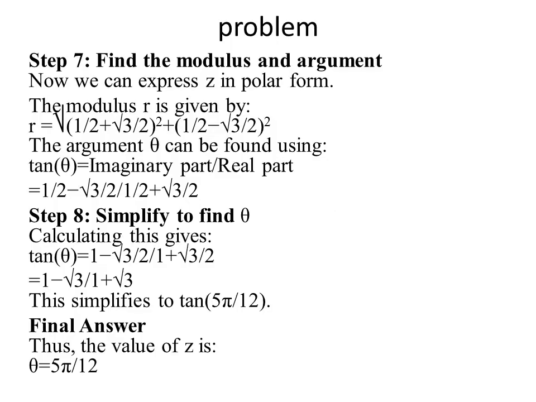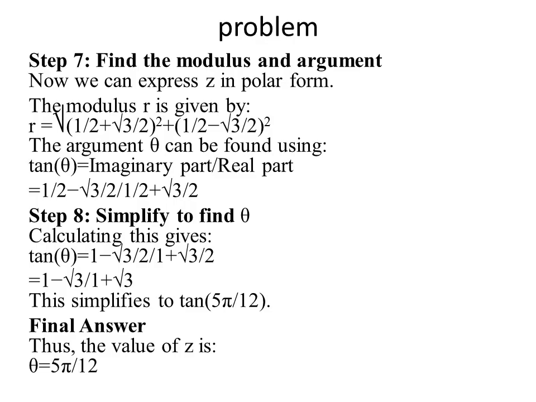After finding z in standard form, the modulus r is given by r is equal to root of (1 by 2 plus root 3 by 2) whole square plus (1 by 2 minus root 3 by 2) whole square. The argument theta can be found using tan theta is equal to imaginary part over real part, that is equal to (1 by 2 minus root 3 by 2) by (1 by 2 plus root 3 by 2).